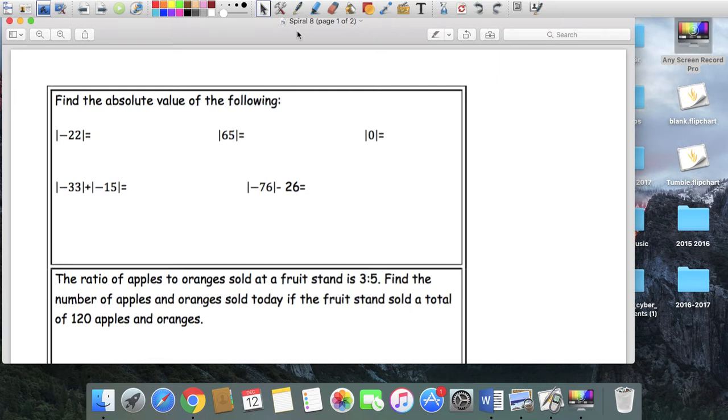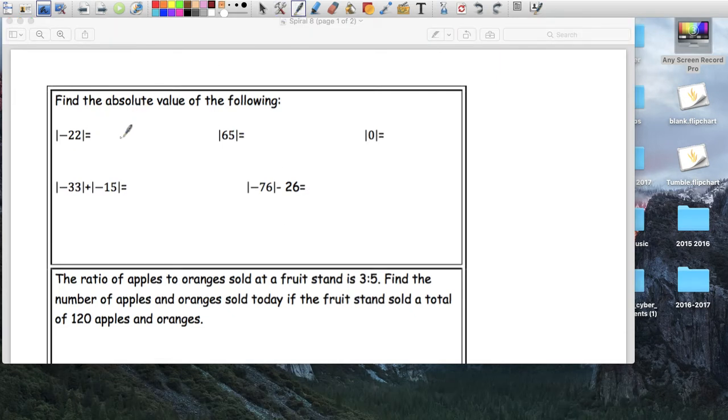Spiral raise up, and here we go on the first question. Find the absolute value of the following. That's not that difficult. Absolute value means the distance you are away from zero, and because distance can't be negative, you'll always have a positive value.